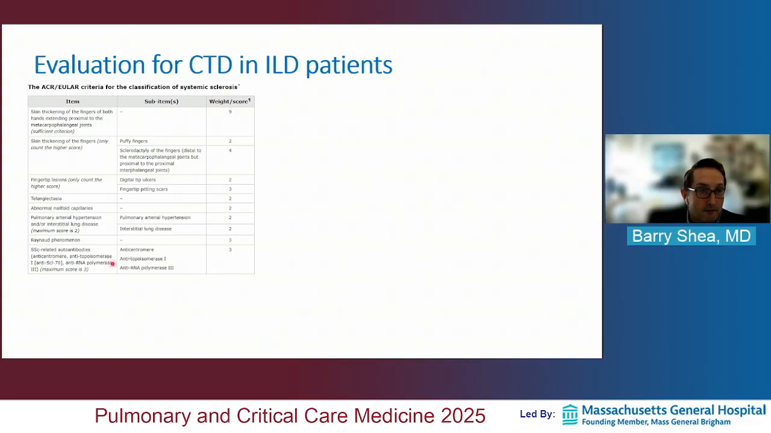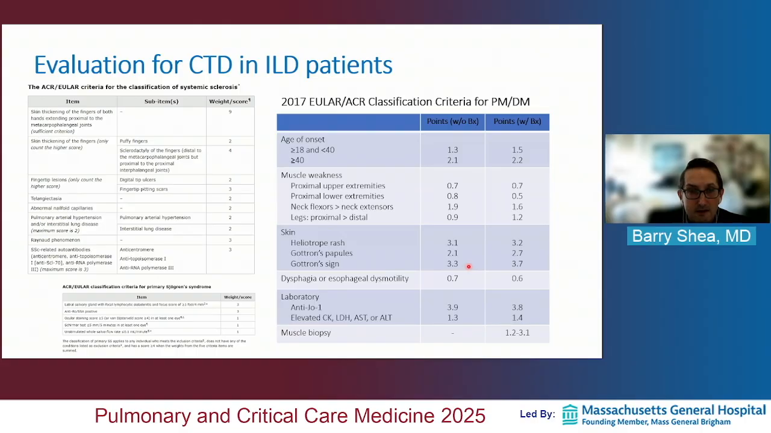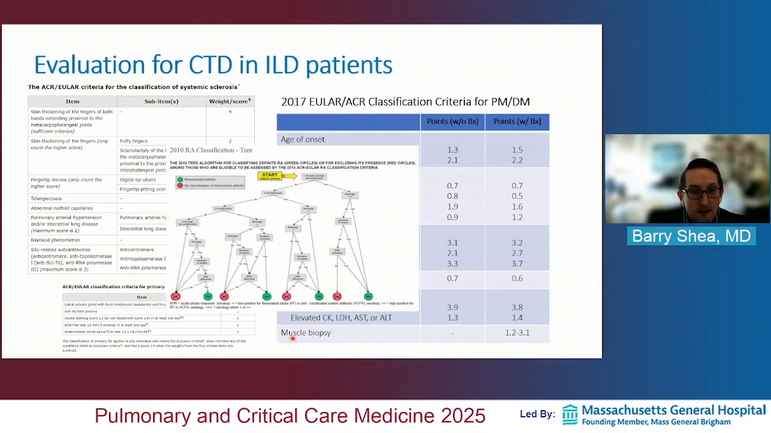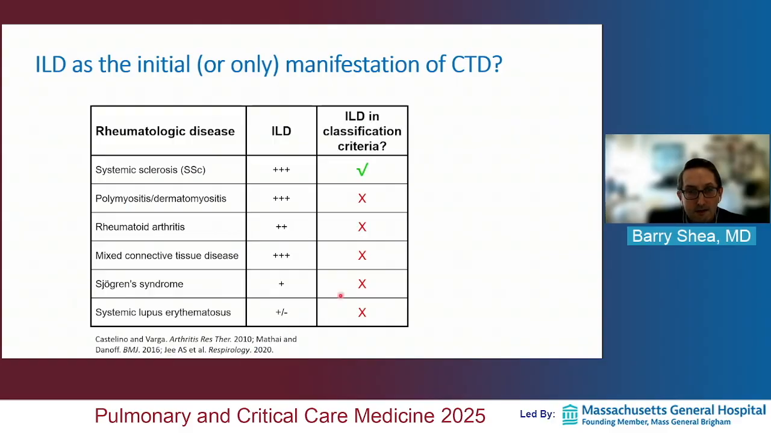There are criteria for systemic sclerosis or scleroderma, or polymyositis dermatomyositis, for Sjogren's disease, and for rheumatoid arthritis. But one of the things that's interesting is despite the fact that interstitial lung disease is so common in many of these connective tissue diseases, only in scleroderma is the presence of ILD included in those classification criteria. And it has been well described that interstitial lung disease can precede the onset of other manifestations of connective tissue disease, particularly in rheumatoid arthritis and in myositis.